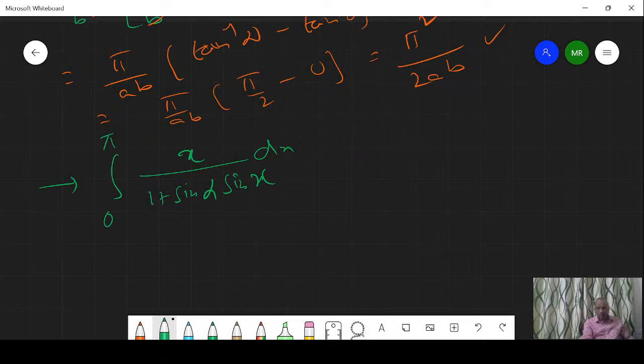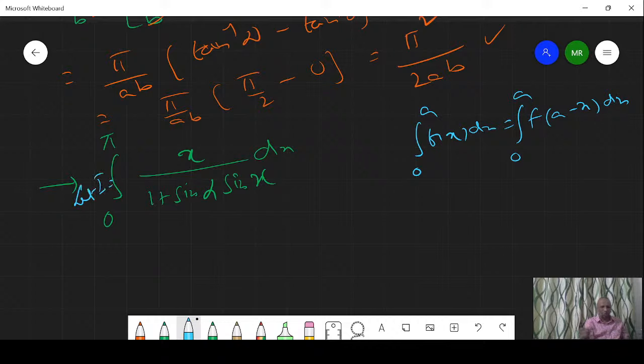Now see, in this problem the formula is simple. You should think. I told you, whenever you see x in the numerator, apply this property: integral 0 to a f of x dx equals integral 0 to a f of a minus x dx. Just apply this property, f of a minus x dx. Here also, consider the problem, let I be equal to this problem.